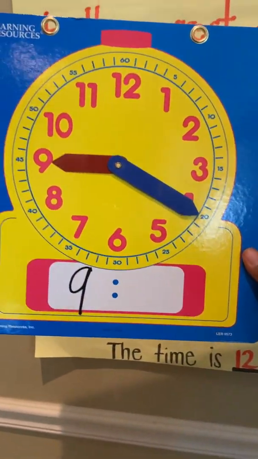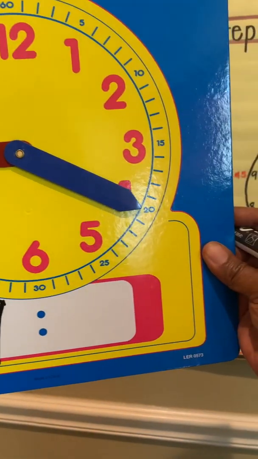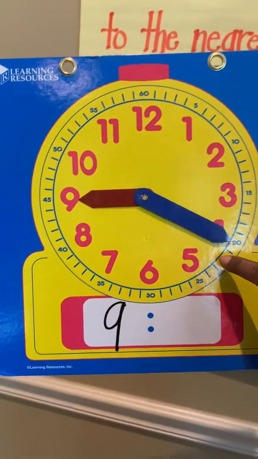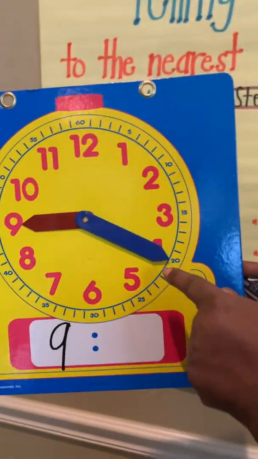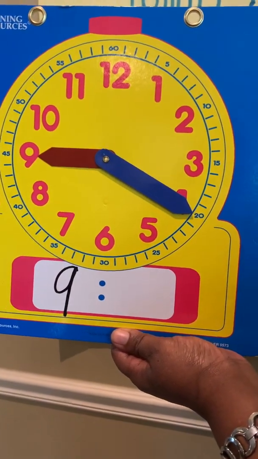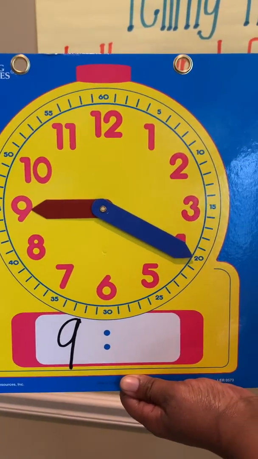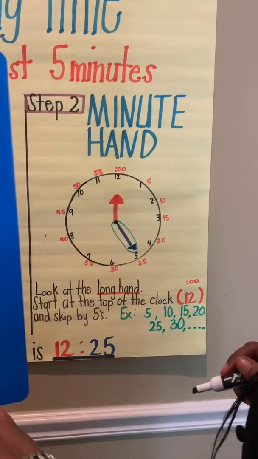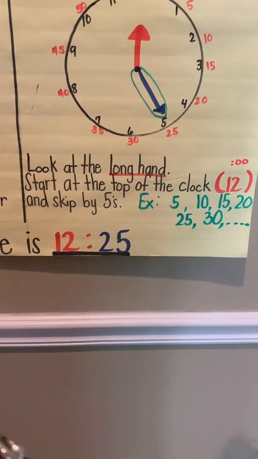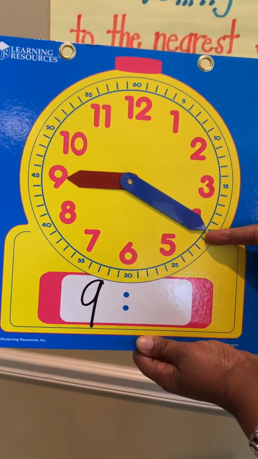Okay. Now, let's locate the long hand, which will tell us the minutes. Okay, this is our long hand because it's pointing directly on the 4. Okay, so let's start to find out what our minutes are. And on our anchor chart for step 2, it says look at the long hand, start at the top of the clock and go around and skip count by 5s until we get to the number 4.